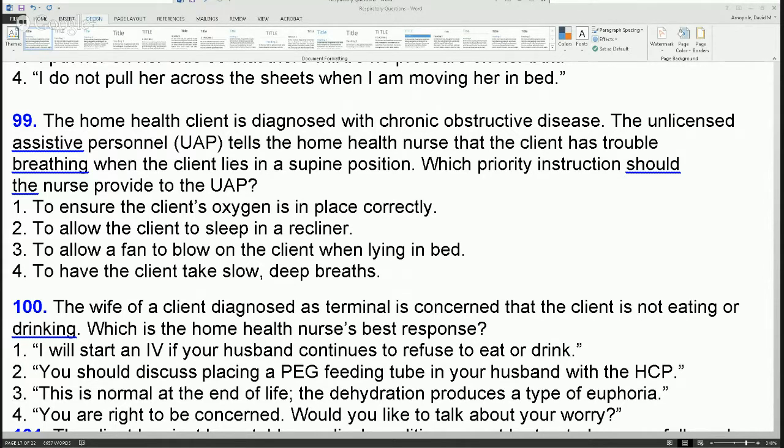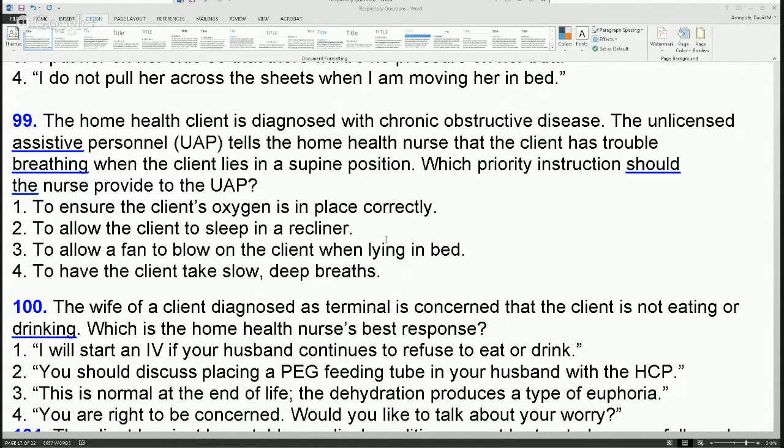Well, it doesn't say that they have oxygen, but I would suggest first thing you do is make sure their oxygen is in place correctly. It is not 1. Well, that's what you would do, because if they're not wearing their oxygen, that makes them short of breath. The answer on this one is 2. Allow them to sleep in the recliner. Because the client has difficulty breathing while lying in bed, allowing the client to sit in the recliner will help the client. Therefore, this is your priority. Well, it doesn't say anything in the question about sleeping. No, it doesn't. That's why I didn't like that one.